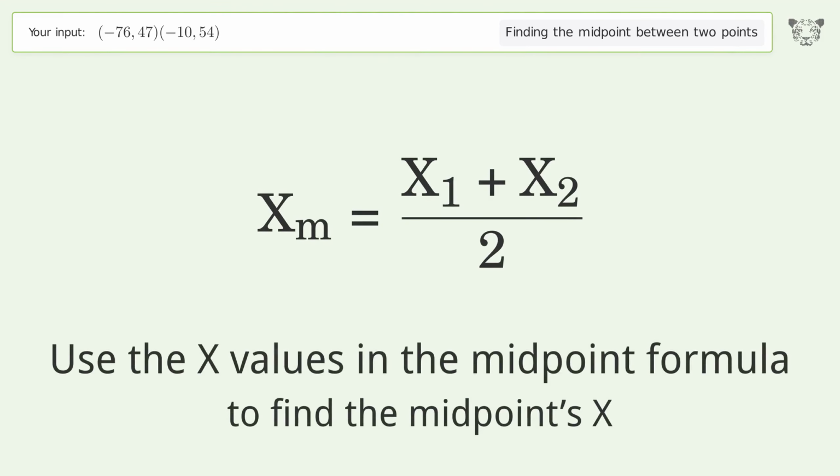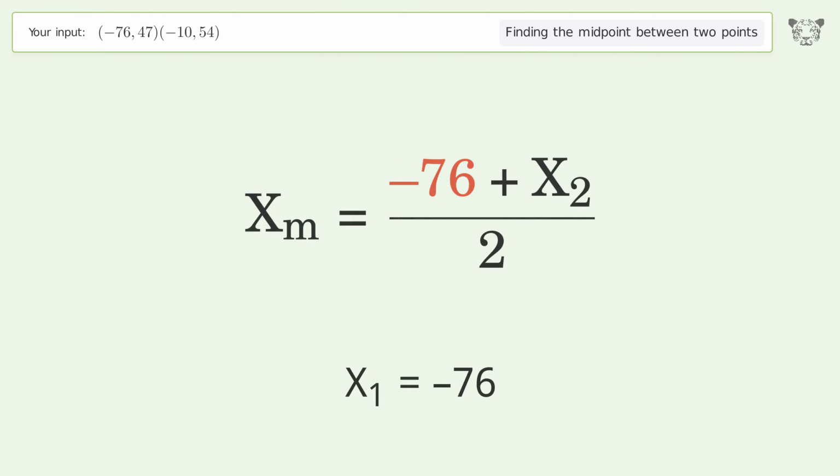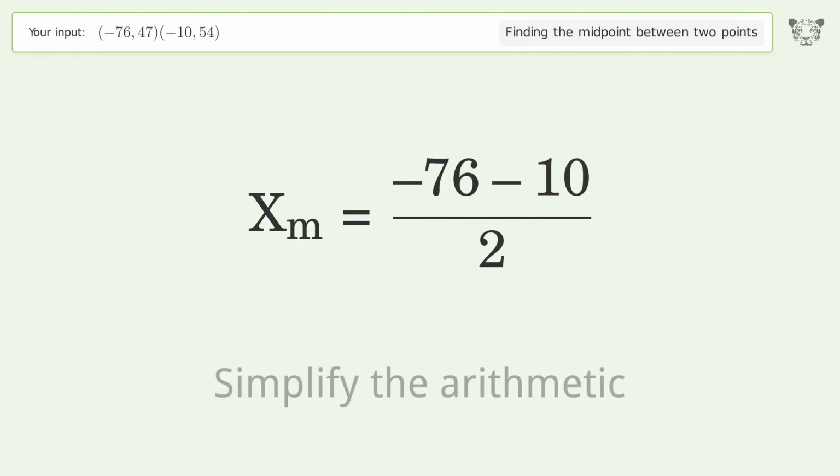Use the x values in the midpoint formula to find the midpoints x. x1 equals -76. x2 equals -10. Simplify the arithmetic.